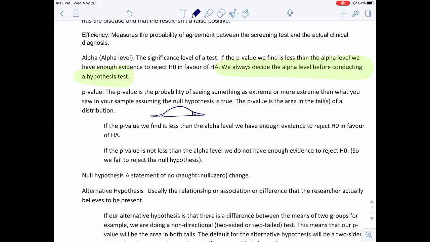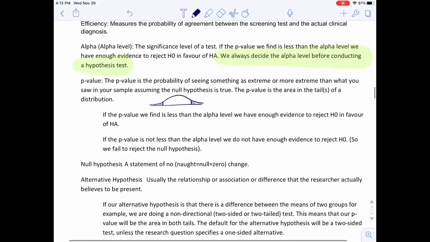Okay, so if the p-value is less than the alpha level, we have enough evidence to reject H0 in favor of HA. And of course, the alternative is if the p-value is not less than the alpha level, then we don't have enough evidence to reject H0. That's the same as saying that we failed to reject the null hypothesis.